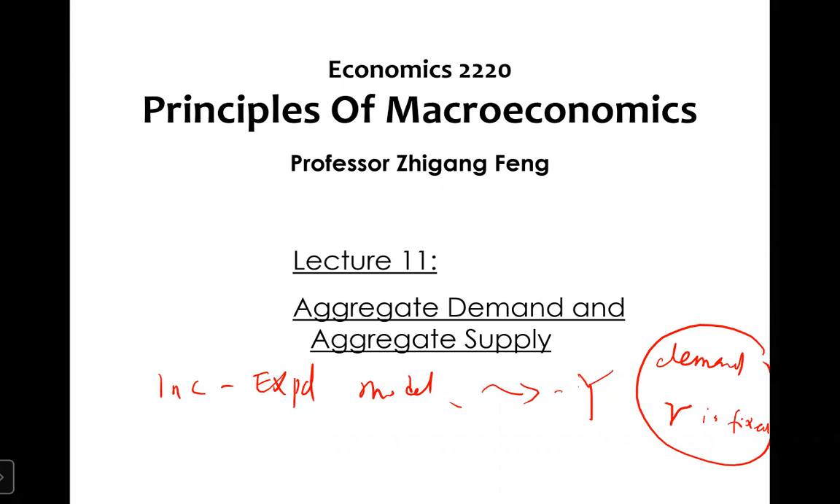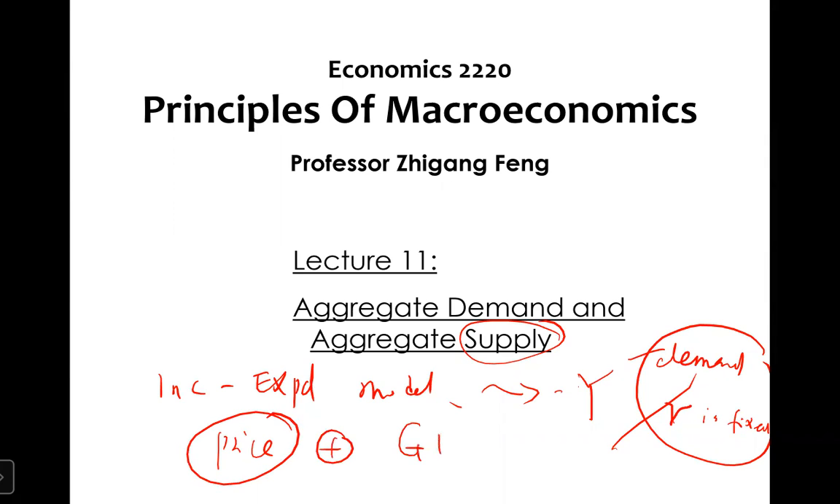Now in this lecture, what are we going to do? We are going to relax these assumptions. So price is not fixed anymore. We not only look at the demand, we also look at the supply. At the end, we are going to see the joint determination of price and real GDP.